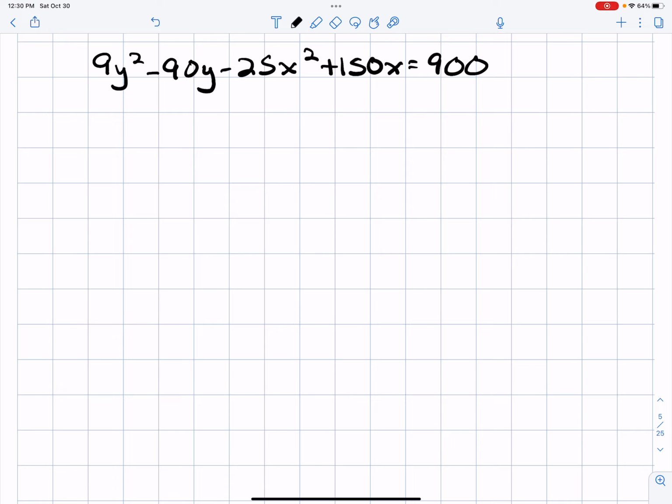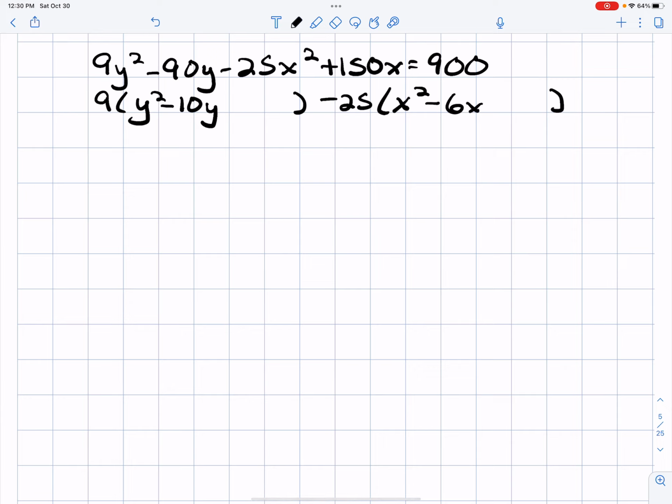Let's first factor out things where we have the common variables. So like the y's, let's factor out a 9 for those two, leave a little space. And for the x's, let's factor out a minus 25 for those two. Leave a little space. That's going to equal 900. I haven't added or subtracted anything new. I just did some factoring. I'm double checking in my head that I factored that correctly. Looking good. Okay, so then we can complete the square.